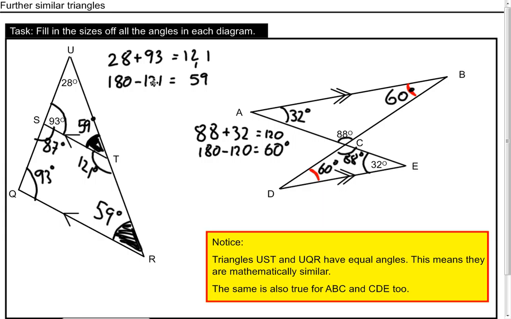The same is also true for ABC, the one on top. Looking at this, these angles match up, these angles match up, and these angles match up. So that means those two triangles are mathematically similar.